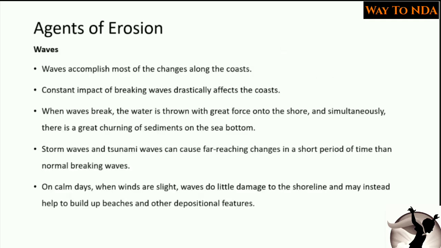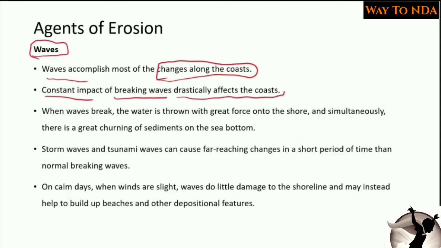So first let's study about the agents of erosion: the waves, the currents and the tides. First we will start with the waves. What are the waves? Waves accomplish most of the changes along the coast. They are mainly responsible for the formation or for the degradation of the coastal landforms. The constant impact of breaking waves drastically affects the coasts.